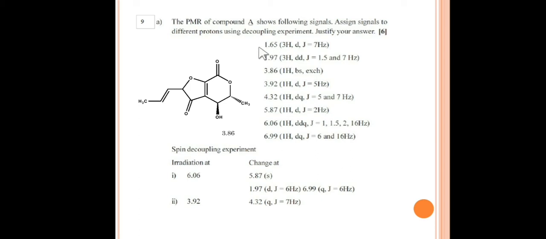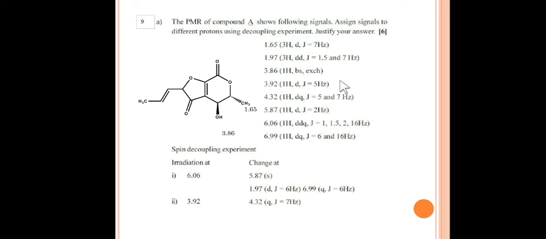So the first signal at 1.65 shows a doublet of 3H, and the coupling constant is 7 Hertz. That means it is vicinal coupling. So this proton will couple with this hydrogen and show a doublet. So I will assign 1.65 to this methyl group, and I will search for its coupling partner at 7 Hertz, the proton which is near to the oxygen.